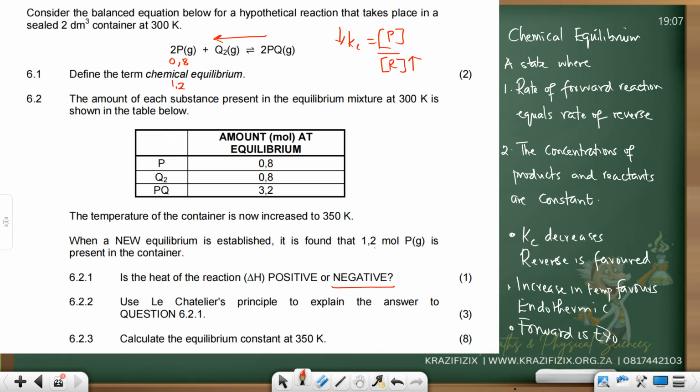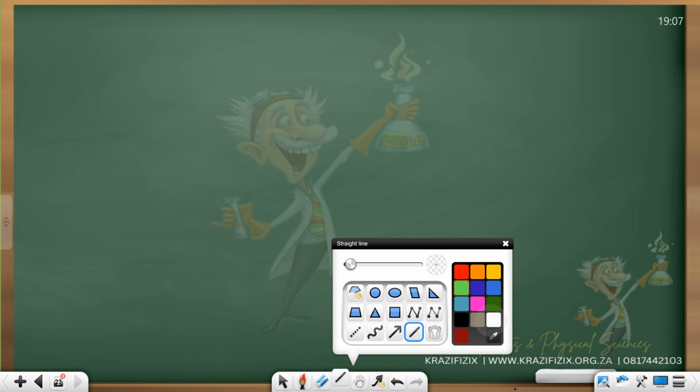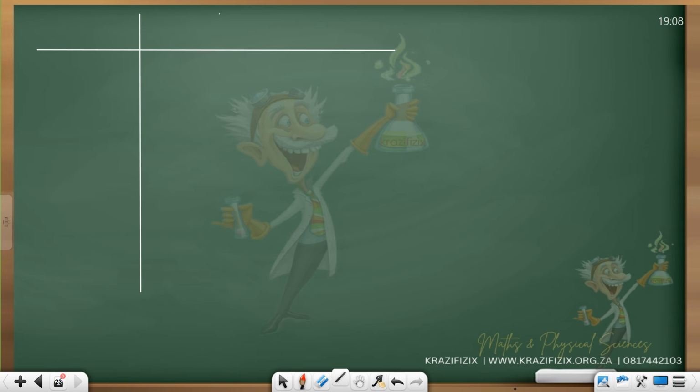Calculate the equilibrium constant at 380. 8 marks. Do you notice we have equilibrium already? But they said when a new equilibrium is established, it means the old equilibrium becomes my initial. So what do we do? We draw the RICE table. Please don't be lazy.